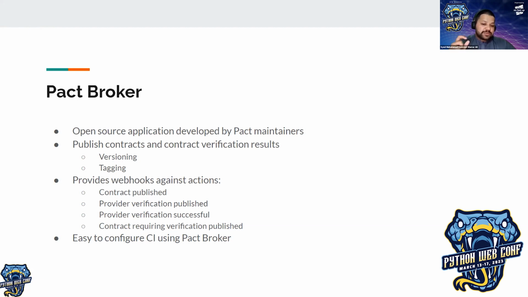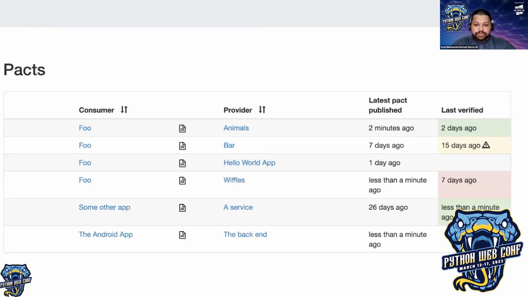And this webhook that it provides makes the setup of CI really easy. This is one of the reasons that the setup of CI for contract testing becomes seamless with Pact Broker. So this will be the UI of the Pact Broker. It will have the details of consumer applications, provider applications, when the last Pact was published, or when it was verified, or if it was verified in the first place. The contract can be seen here as well, and all of the interactions will be visible there.